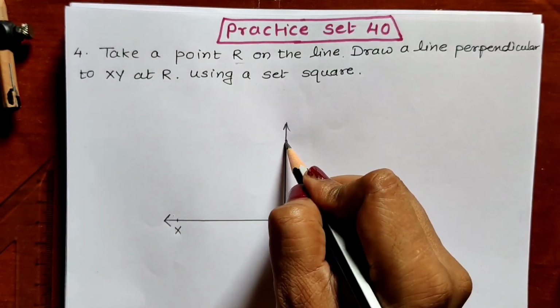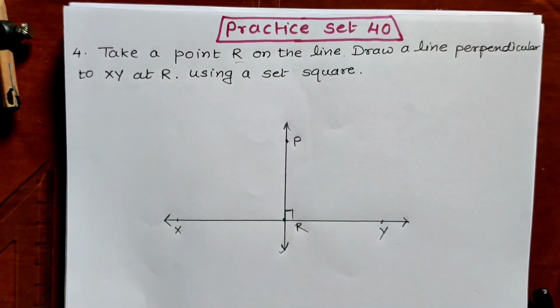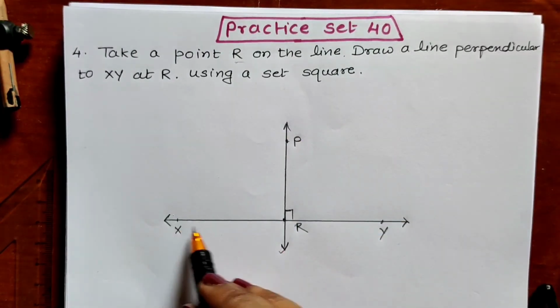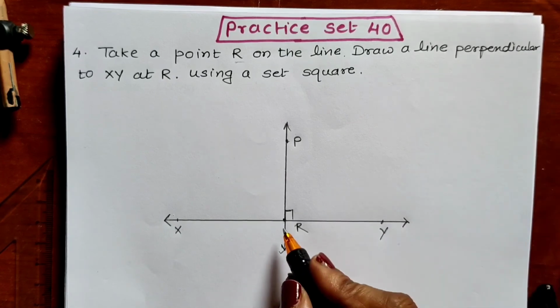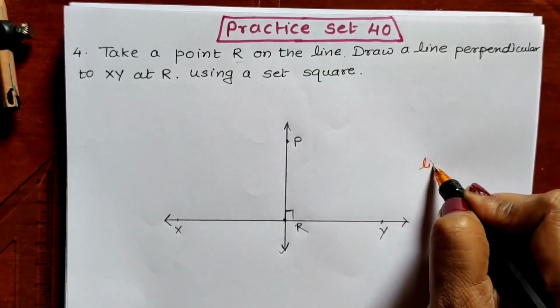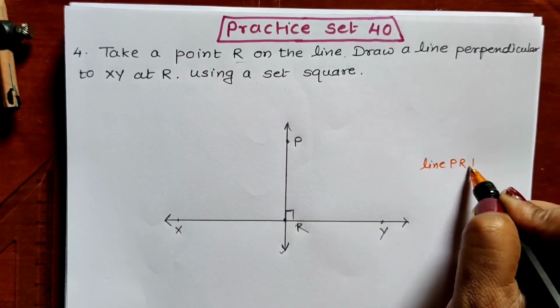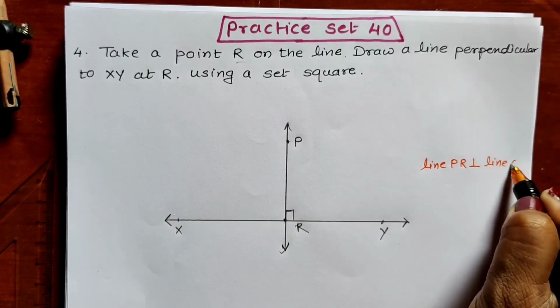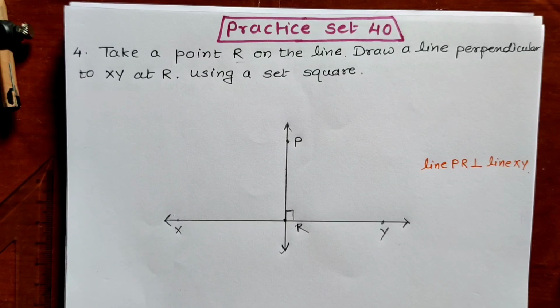You can write any name here, P, and then write line PR is perpendicular to line XY at point R. Line PR perpendicular to line XY. In this way we can complete this construction of drawing perpendicular. I hope you all have understood both practice sets, practice set 39 and practice set 40. We have completed our geometrical construction chapter here.